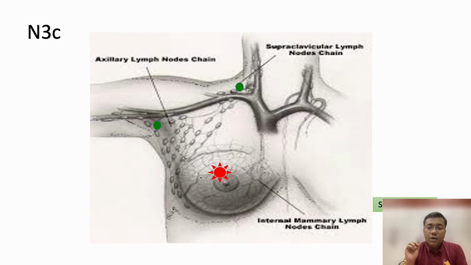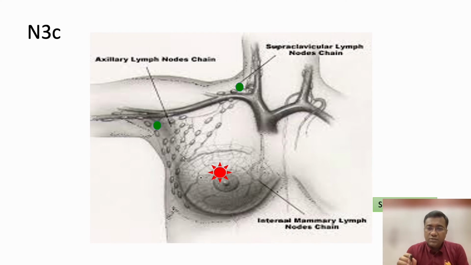Now remember one very important point: if you have an opposite axillary lymph node, then what is it? All these staging N1, N2, N3 are for the ipsilateral axilla. If you have an opposite axillary lesion, then there are two possibilities. One, it is an M1 disease, metastatic disease. From this breast it has gone to that axilla, so it is a distant metastasis.